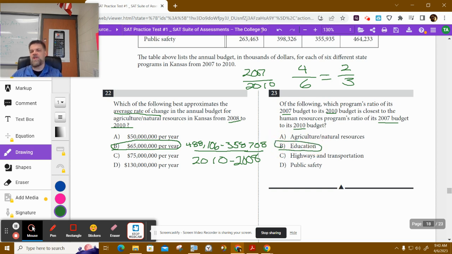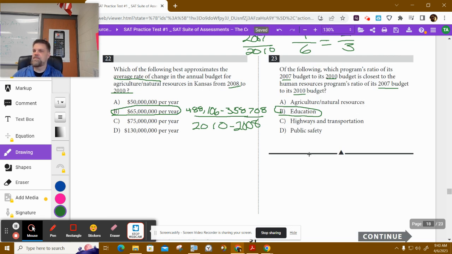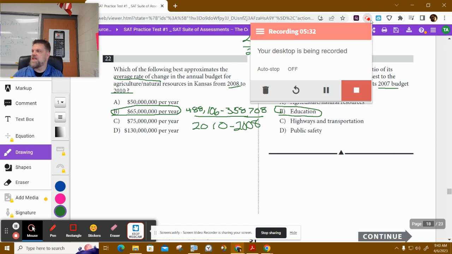Now, you could plug those numbers in a calculator, and the decimal would be very close to like 0.66 or something like that. It would be very close. And among those would be the closest. The general government is almost a 1-to-1 ratio. It'd be like 14 to 15. This one is like 2 to 2. This one is like 1/2 approximately. So the only one that's the closest is education. Does that make sense? Okay. What does that look on your face?